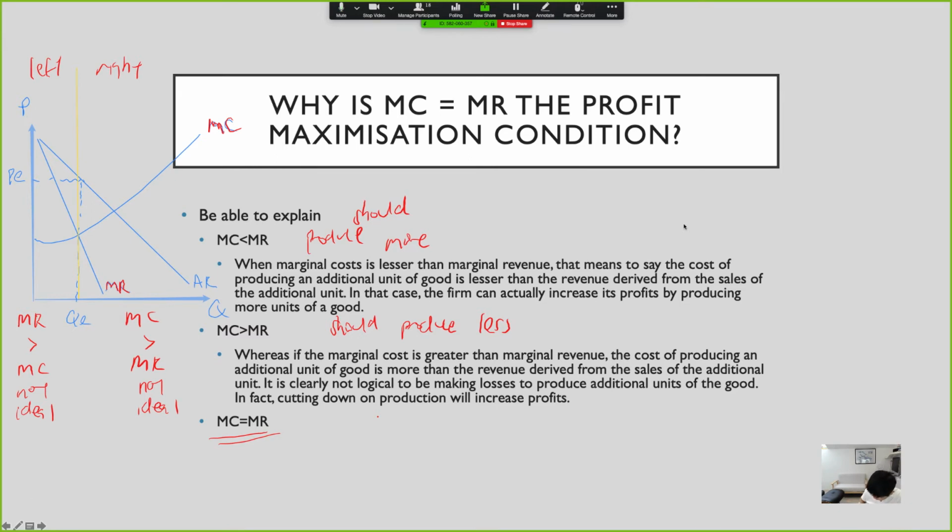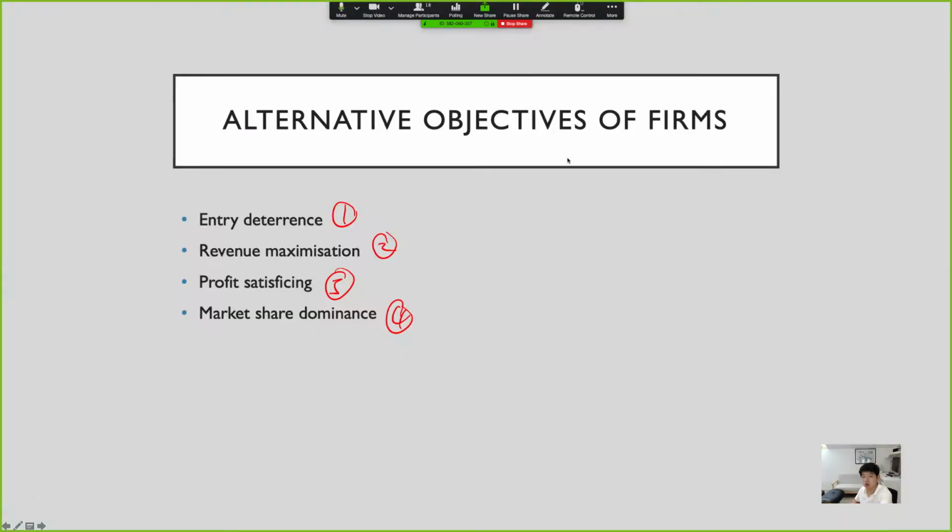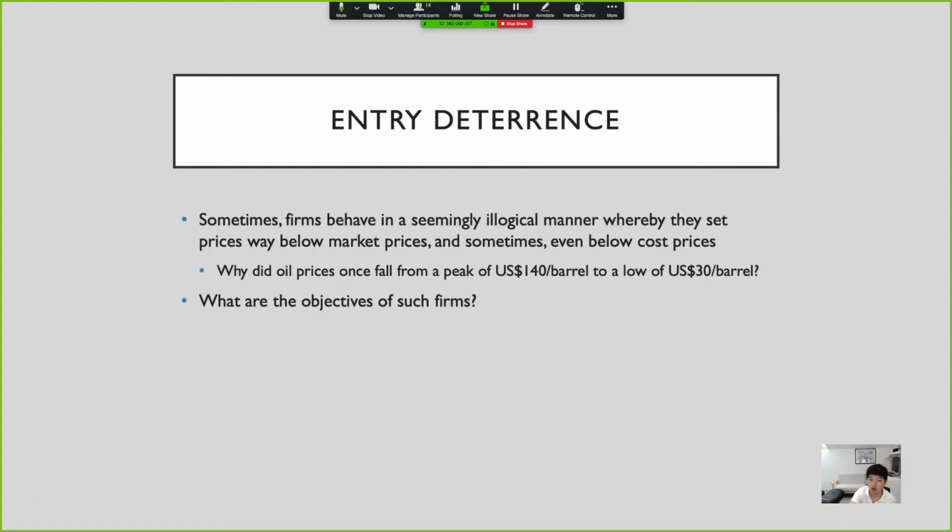Now let's move on to my next slide. We're going on to talk about something that is a little bit less dry. Right now we're going to talk about other potential motives of firms. Firms don't have to have just a profit maximization motive. Firms can have other objectives, and these are four of the alternative objectives of firms that we want to discuss today: entry deterrence, revenue maximization, profit satisficing, and market share dominance.